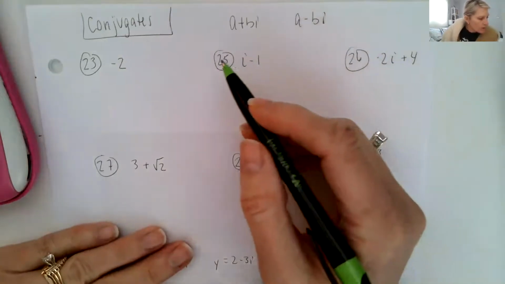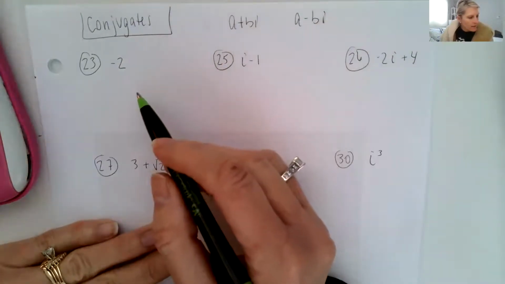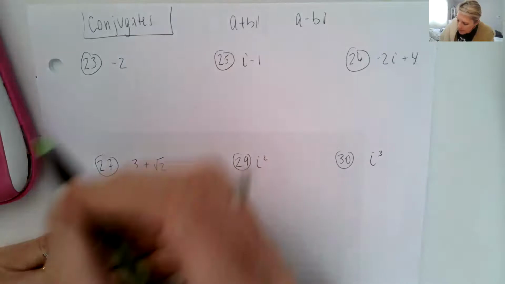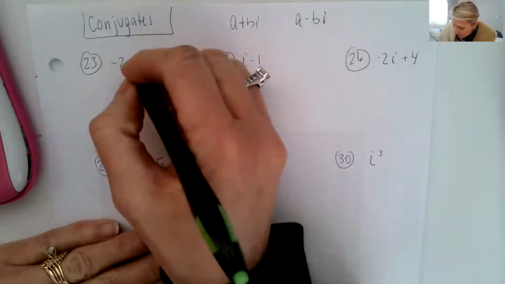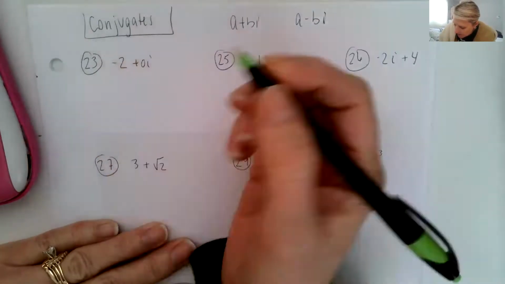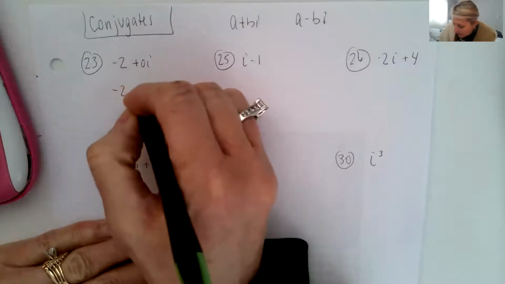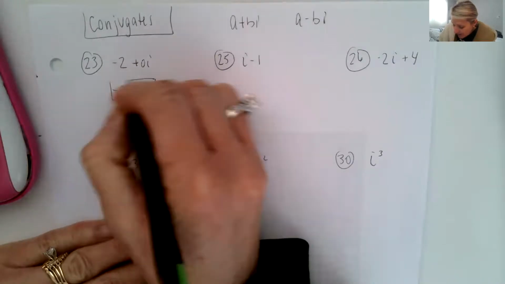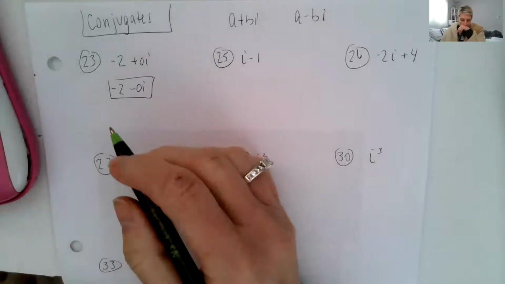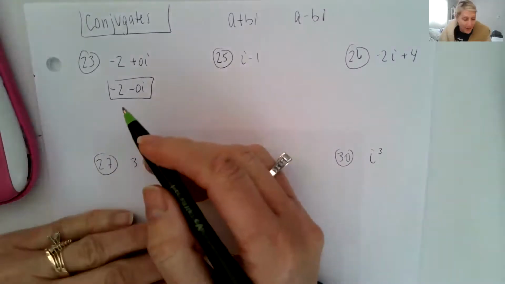So for 23 through 30, they're asking us to find the complex conjugate of each number. This is a real number plus 0i, so it's going to be the negative minus 0i, which is just really -2.